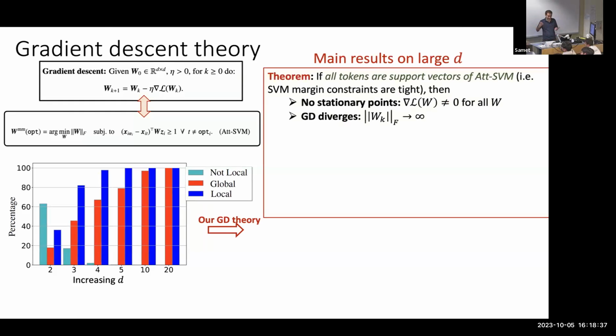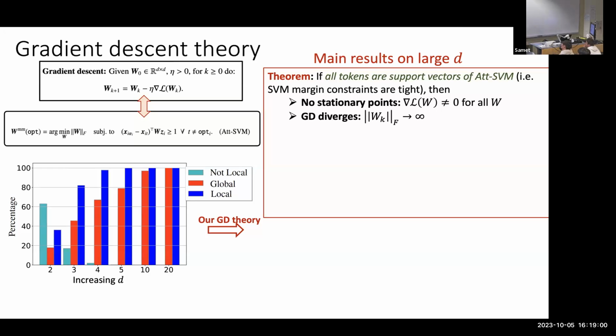But on the other hand, describing the conjecture is a little bit out of the content of the talk. So number one, if all tokens, basically you solve this global SVM problem, right? And suppose miraculously you solve this problem, and after you solve it, you realize that all the SVM margins are tight. So they are all equality after you solve it.